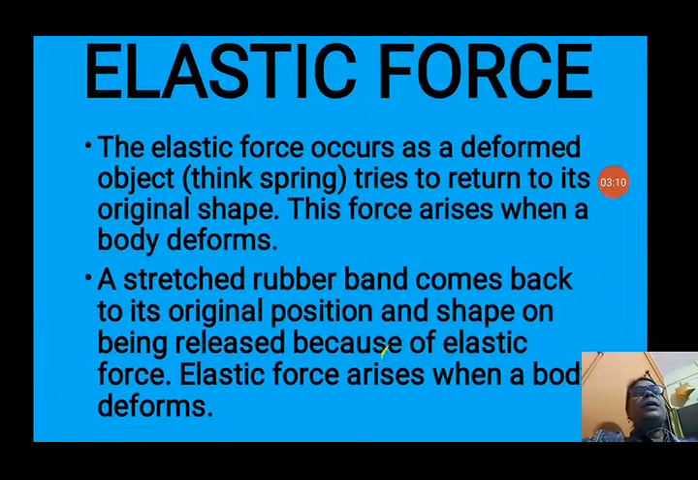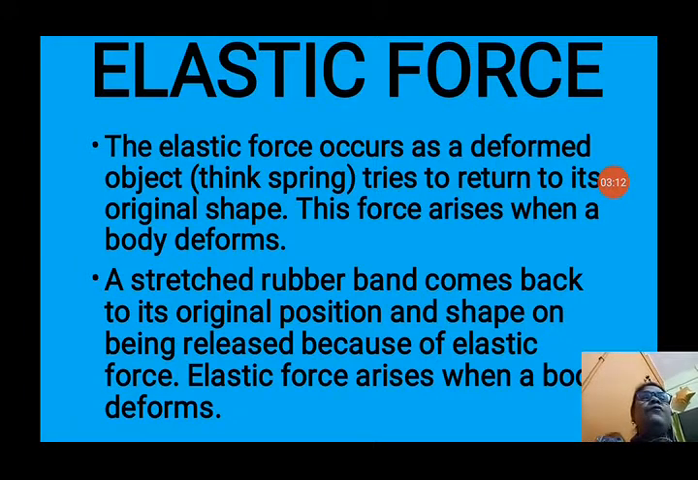Now the next force is elastic force. The elastic force occurs as a deformed object, like a spring, tries to return to its original shape. This force arises when a body deforms. When we apply force to a body, the body deforms in size, like a spring or a rubber band. A stretched rubber band comes back to its original position and shape when released, because of elastic force. When we apply force to the rubber band on both sides, it stretches. But after releasing the force, it again comes back to its normal size. This type of force is known as elastic force. Elastic force arises when a body deforms. The shape of the body deforms when we apply force.